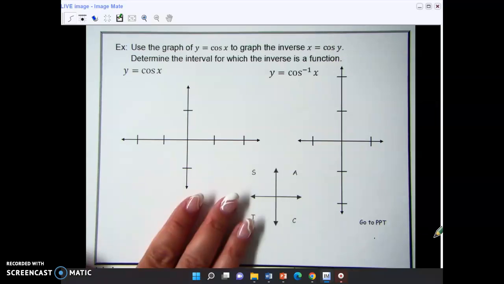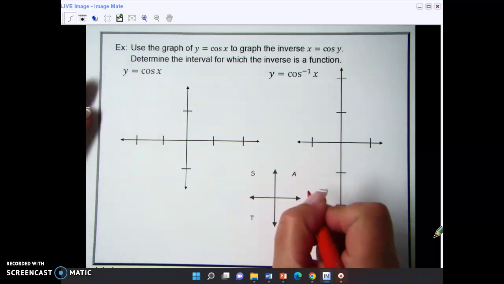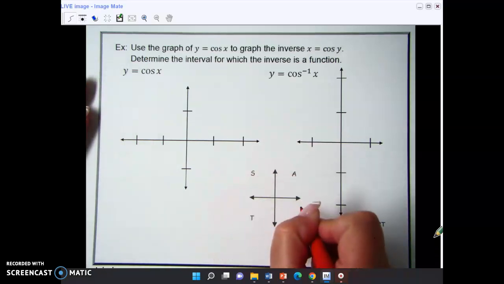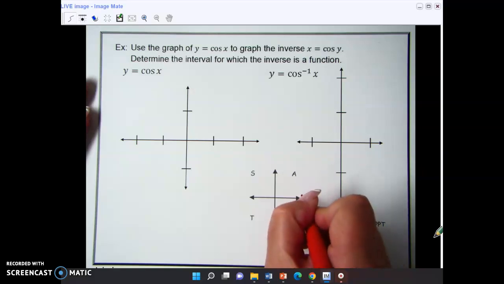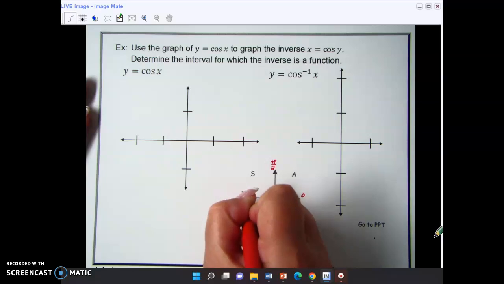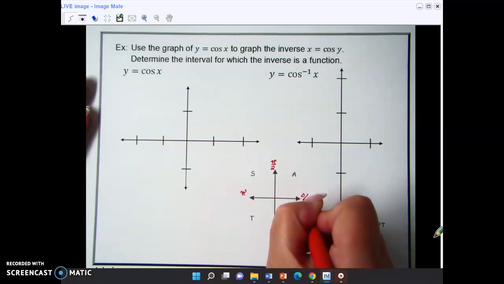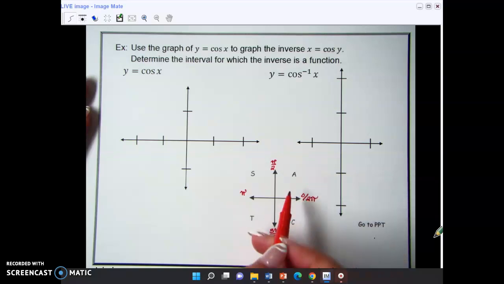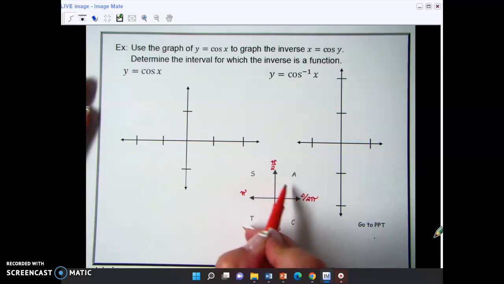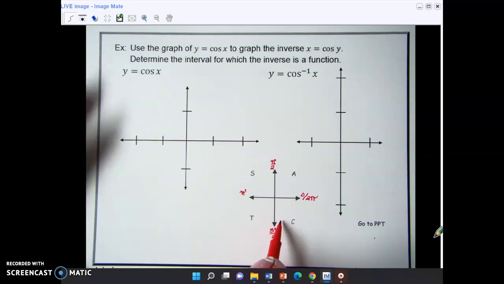Okay, so we're going to start with looking at cosine of x. And so I just want to do a quick reminder before we start. When we go around counterclockwise the coordinate plane, we start at 0, and then this one's at pi over 2, this is at pi, this is at 3 pi over 2, and then we're back to 2 pi. So when we talk about being in quadrant 1, we're talking about being between 0 and pi over 2. In quadrant 2, we're between pi over 2 and pi, etc., etc.